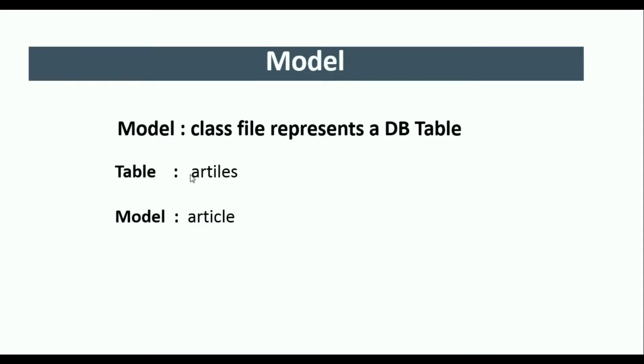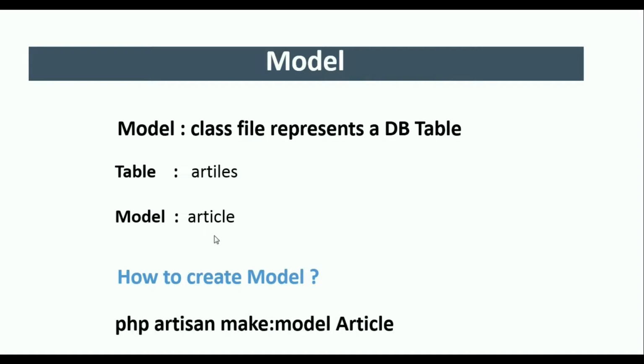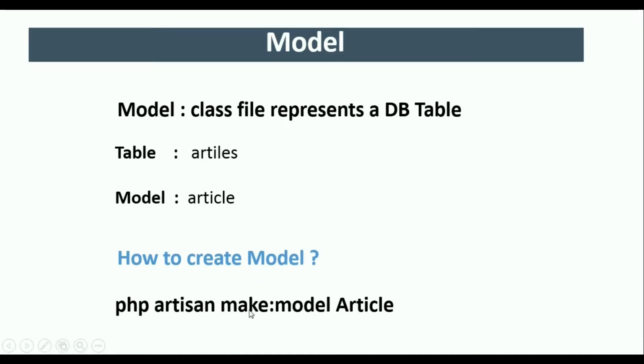One nomenclature you have to remember: in Laravel, if the database table is articles, which is plural, then the model should be Article, the singular. So this nomenclature you have to follow. First of all, we'll create one model to manipulate the articles. To create the model, we have to use an artisan command. That artisan command is php artisan make:model Article, which will create an article.php file. So this is the first one.